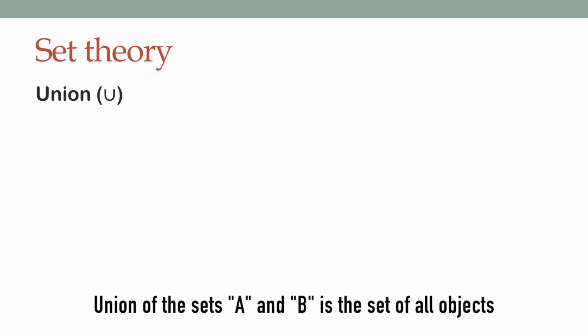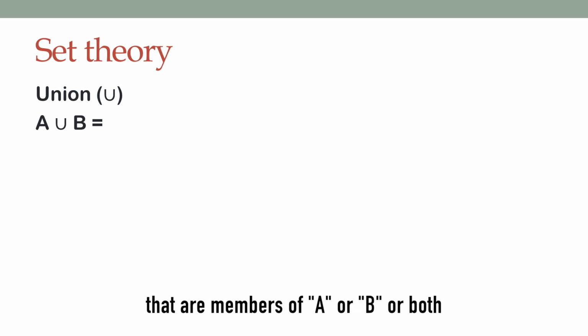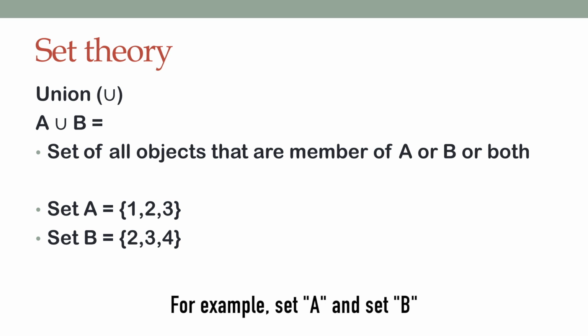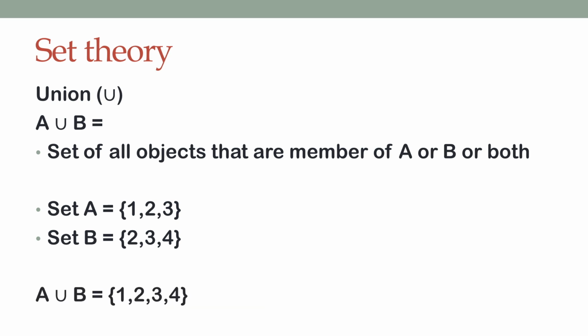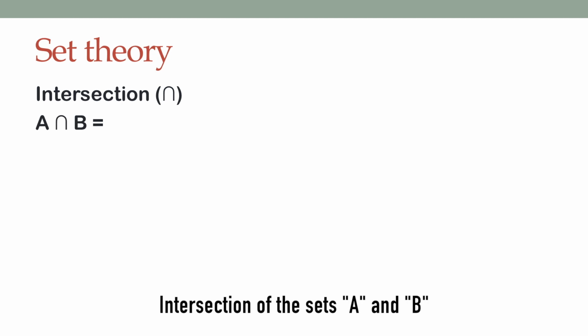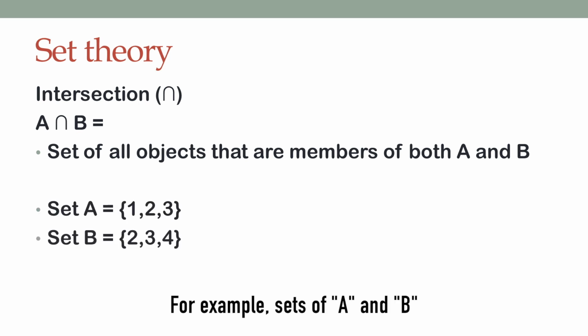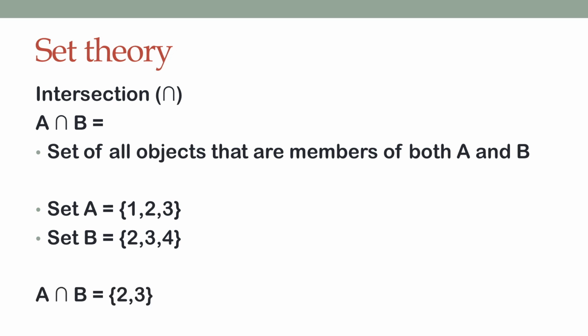Union of the sets A and B is the set of all objects that are members of A or B or both. For example, set A and set B. A union B equals {1, 2, 3, 4}. Intersection of the sets A and B is the set of all objects that are members of both A and B. For example, for sets A and B, A intersection B equals {2, 3}.